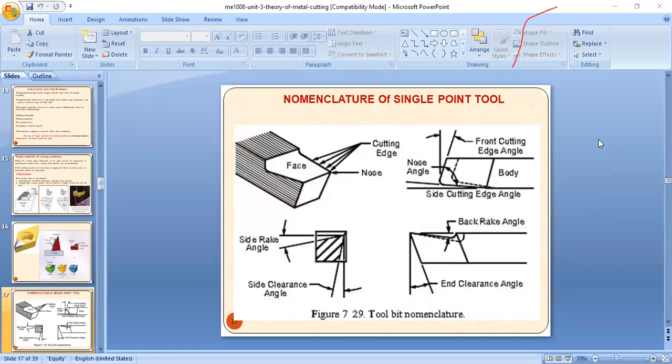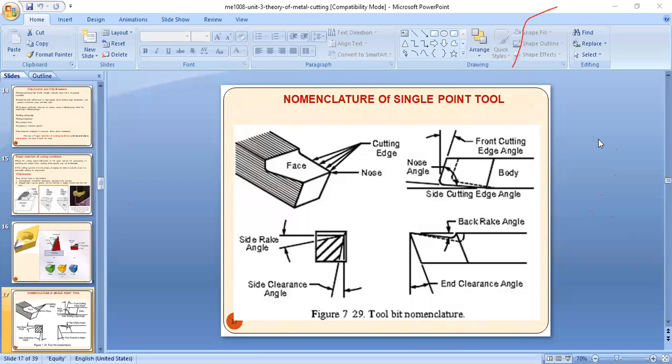Again, when we come to the side cutting edge angle, you can just try to see in the diagram. It is the angle between the side cutting edge and the longitudinal axis of the tool. Already I told you the longitudinal axis will be parallel to the machine. So that is the side cutting edge angle. Sometimes it has a complementary angle, though not in all tools, known as the approach angle.